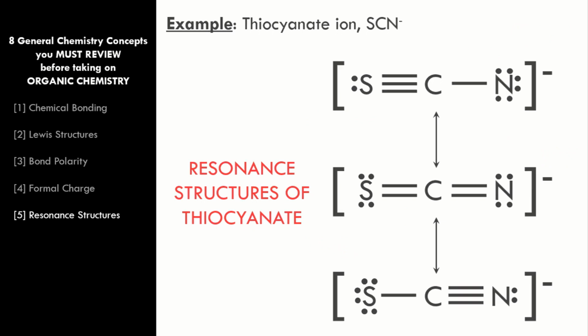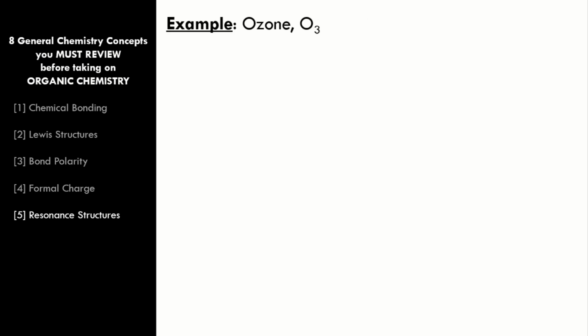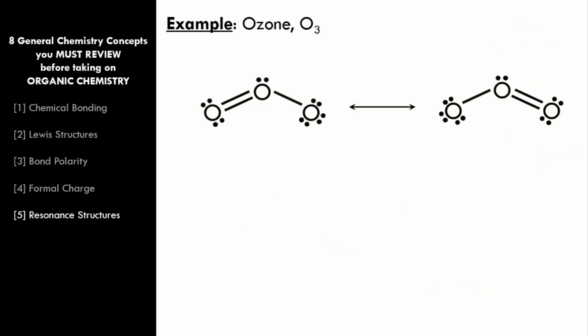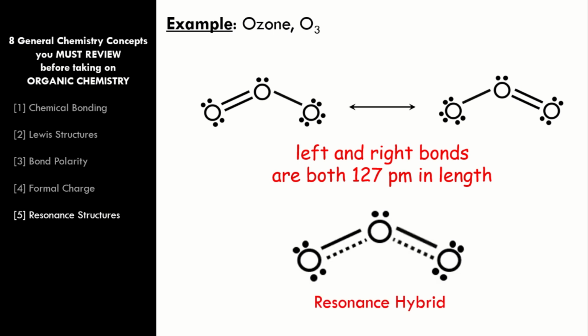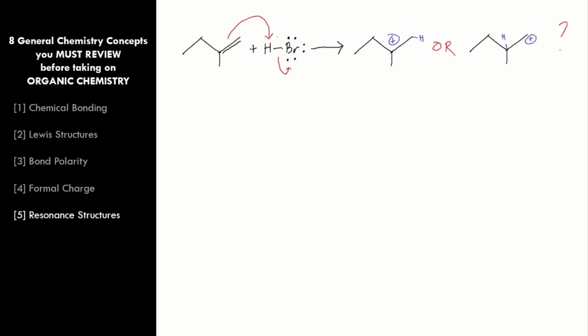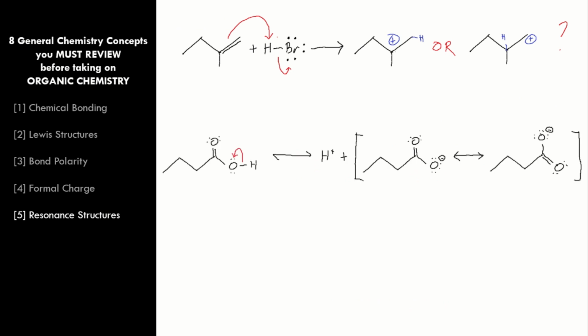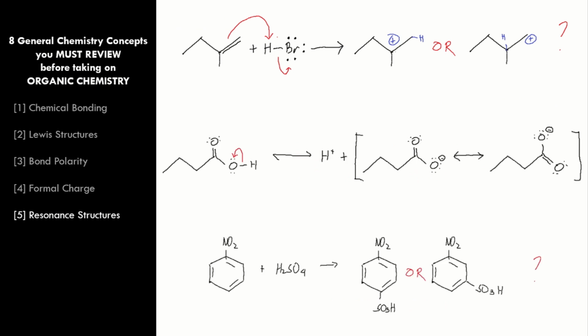Evidence for the occurrence of resonance can also be seen in the case of the ozone molecule. Despite the Lewis structures implying that the two bonds would have different lengths, both bonds are actually 127 picometers long because the double bond is actually distributed evenly among all three through resonance. In organic chemistry, resonance can be used in predicting the stability of reaction intermediates, explaining acid-base behavior, and in predicting the products of some reactions.